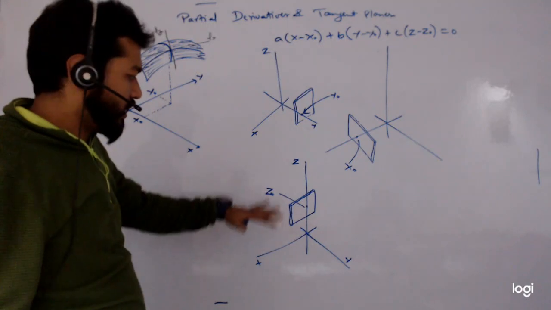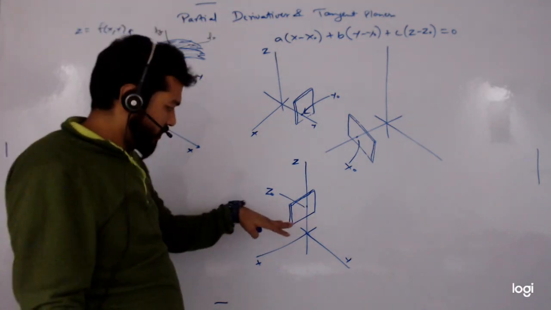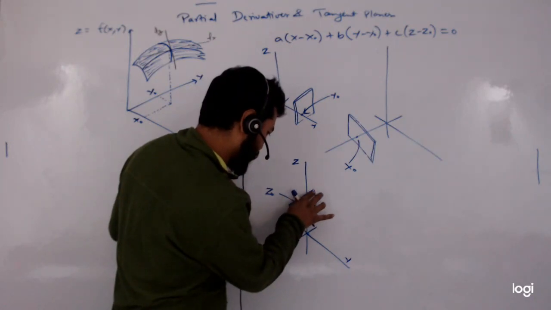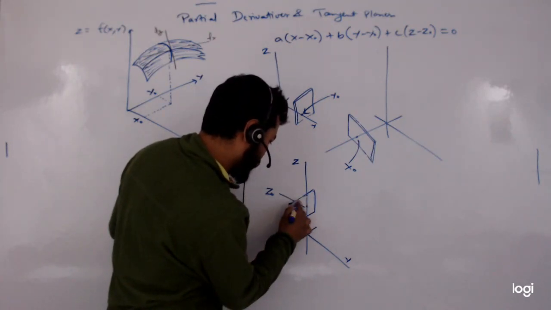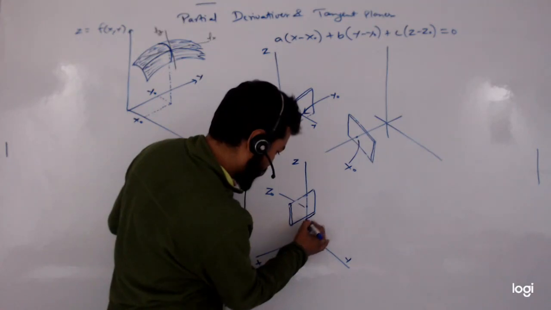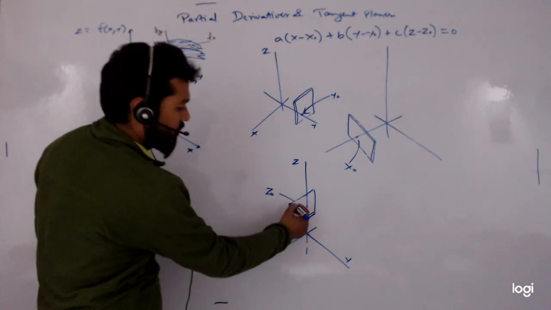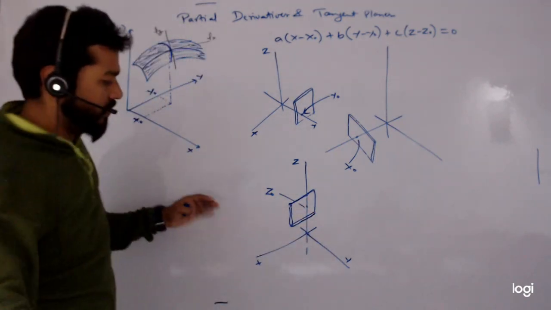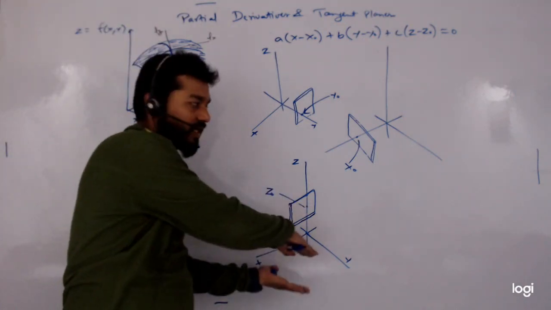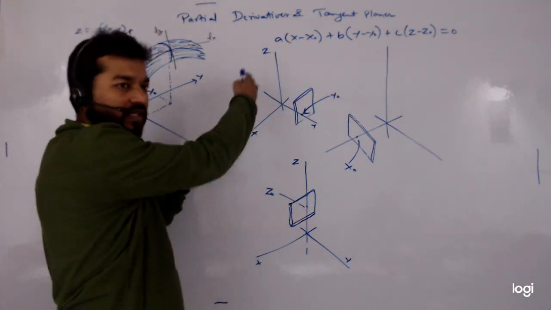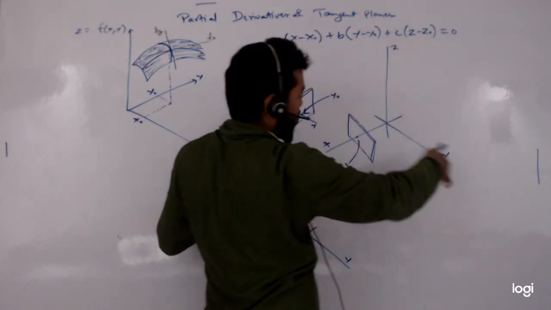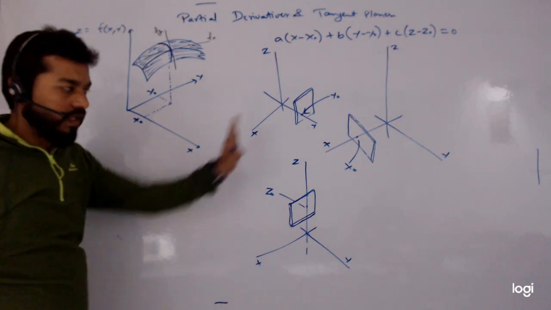Okay, these are also planes. This one is parallel to the xy plane, this one is parallel to the xz plane, and this one is parallel to the yz plane. Okay, they're also planes.